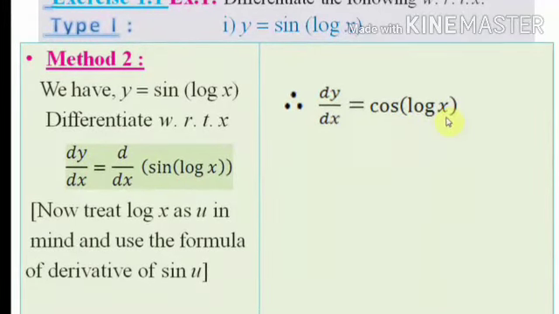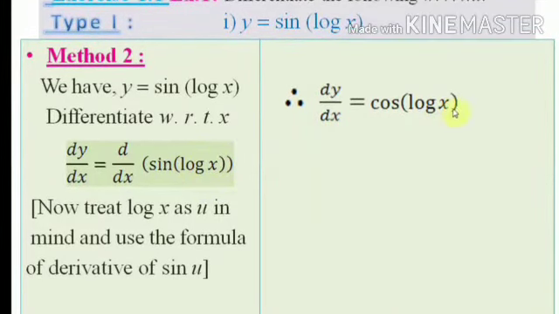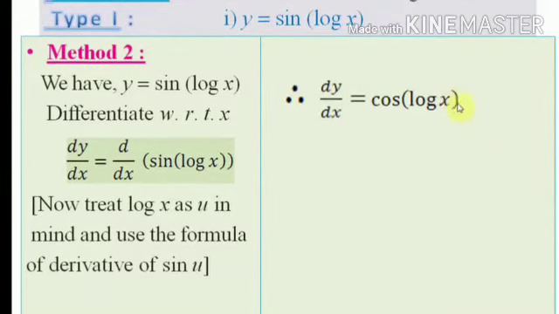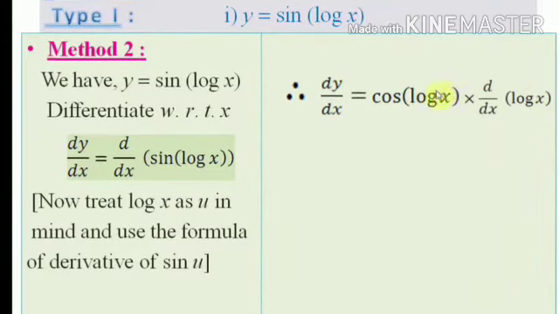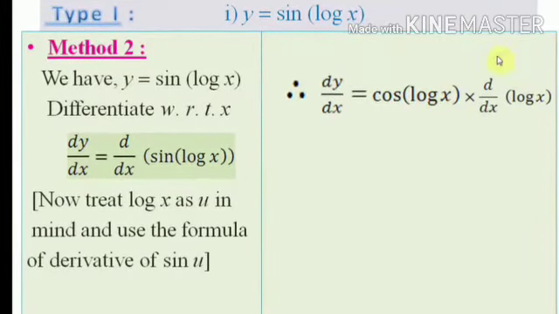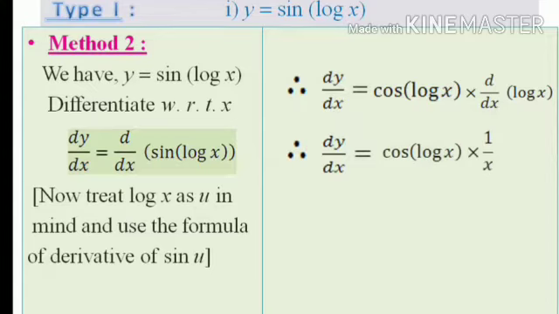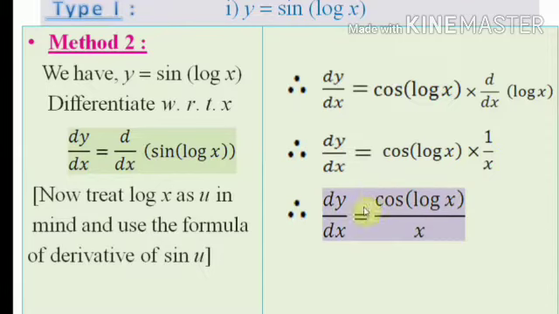But that is only the derivative of the sine. Now the given function is a composite function, because in the given function sine of log of x, instead of x we are taking another function, log of x. Therefore we now multiply by the derivative of that function, that is log of x. And therefore dy by dx equal to cos of log of x into the derivative of log of x, which we have already known is 1 upon x. And therefore dy by dx equal to cos of log of x upon x.